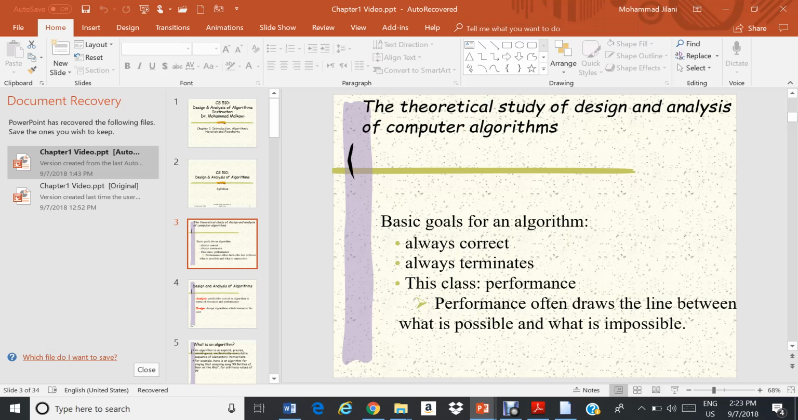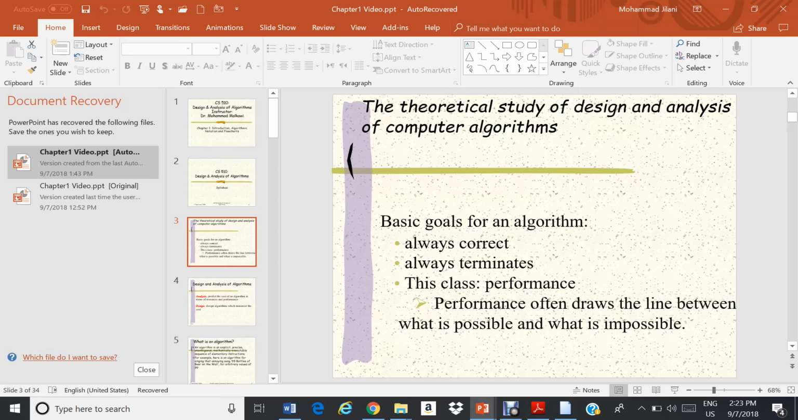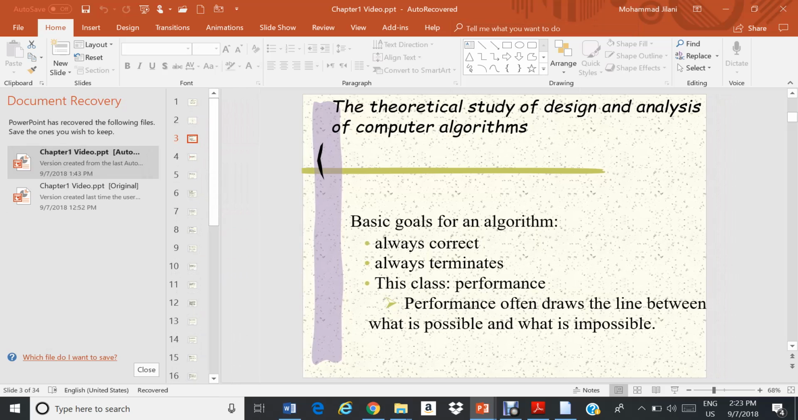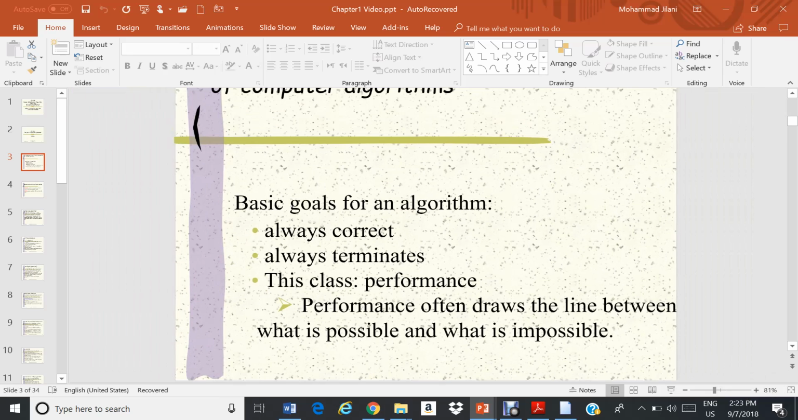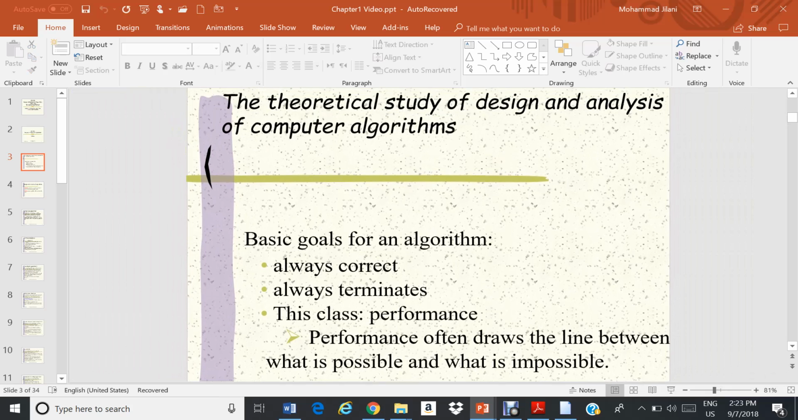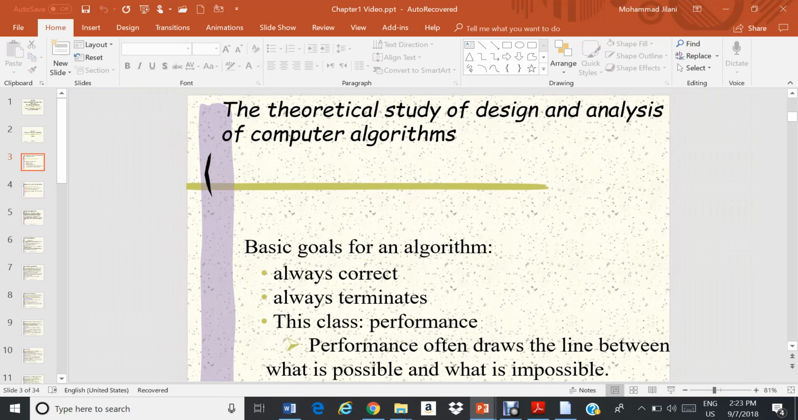Let's do the following, trying to minimize this so we can see more. So, the theoretical study of design and analysis of computer algorithms.